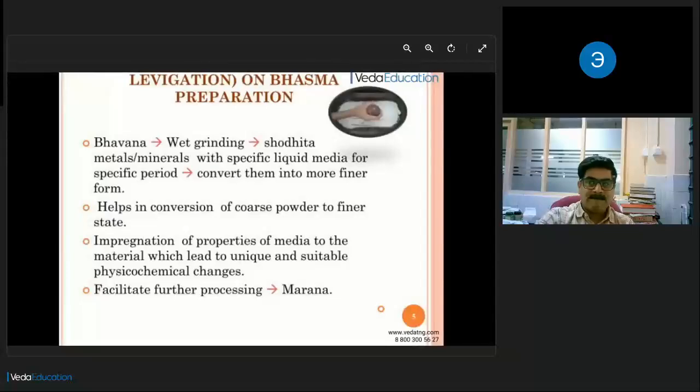Okay. So the first phase of purification is known as bhavana. Bhavana is nothing but grinding or levigation. That means the grinding of these materials with the herbal juices.